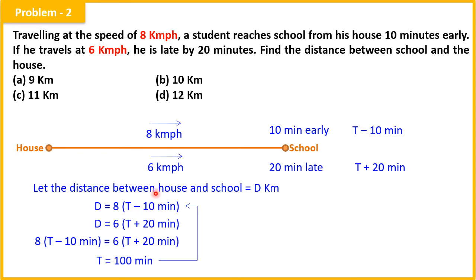Convert that 90 minutes into hours by dividing it by 60. So the distance between house and school comes out to be 12 kilometers. Option D is the right answer.